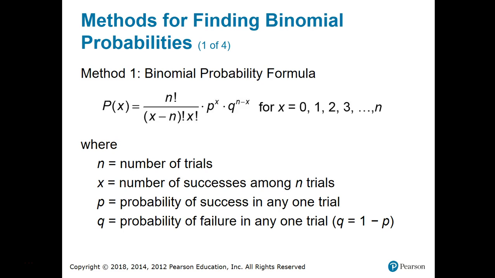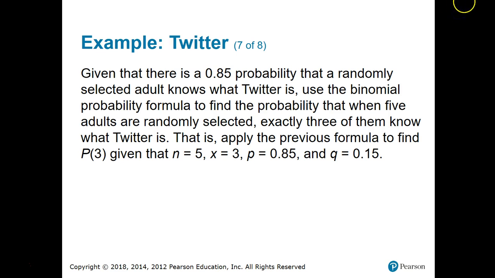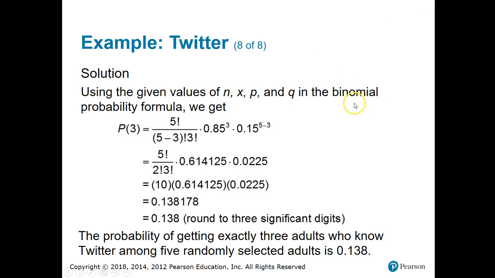P(x) equals n factorial over (n minus x) factorial, x factorial, times p to the x, q to the n minus x, and there we go. Alright, so now we know all these numbers. We know the formula. We can plug it in for Twitter.